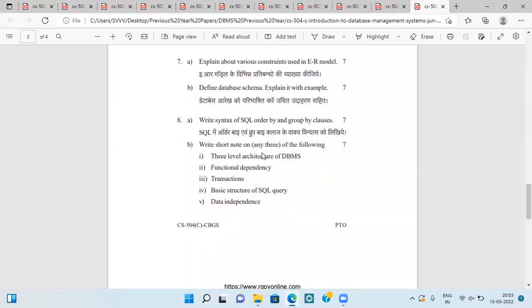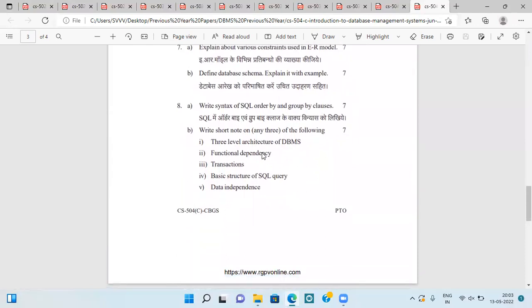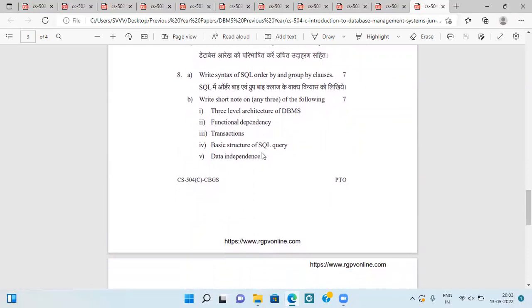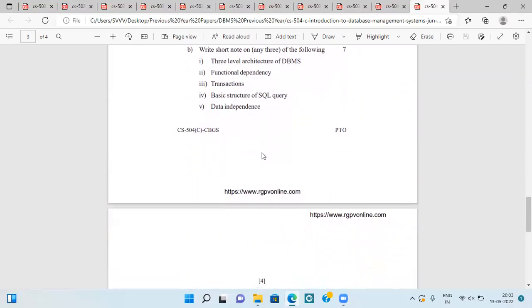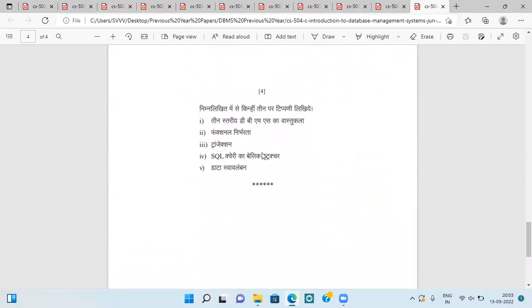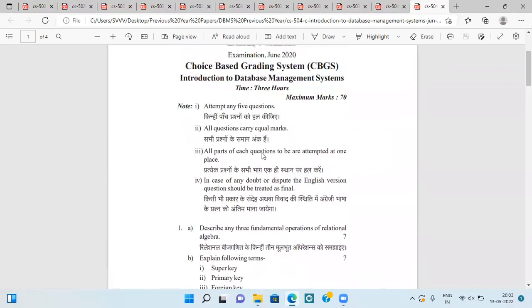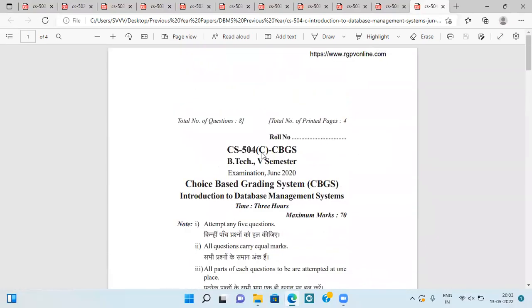database schema, then SQL order by and group by clause, then short note, three-level architecture of DBMS, functional dependencies, transaction, basic structure of SQL query, data independence. So this is all about this previous year question paper discussion of database, right?